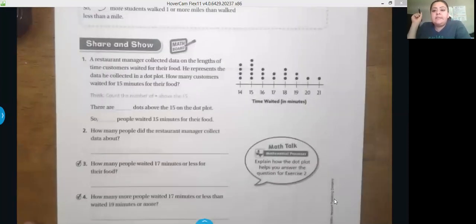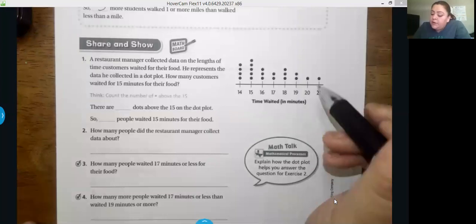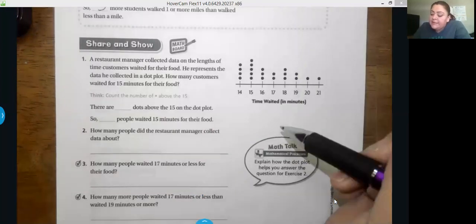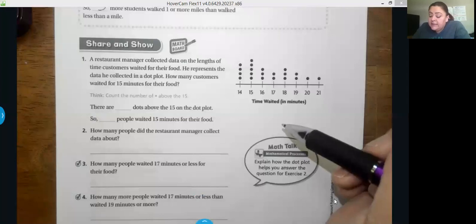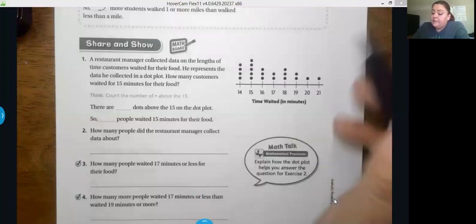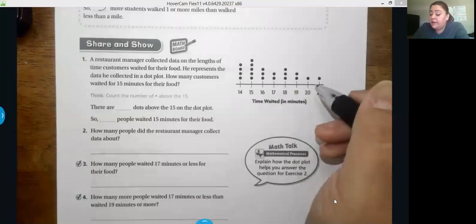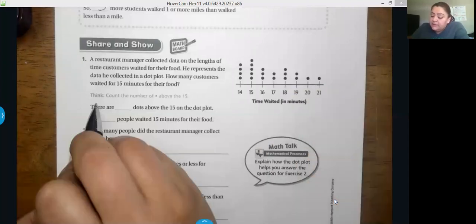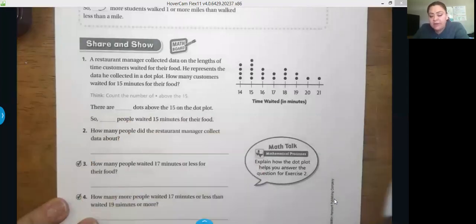All right, so here is my dot plot here. We're going to go from there. Number 1, a restaurant manager collected data on the length of times customers waited for their food. He represented the data he collected in a dot plot. How many customers waited for 15 minutes for their food? Okay, so this is a different time. So first of all, I need to go ahead and label. So it tells us, think, count the number of dots above 15. Yes, we're going to do that after we label.